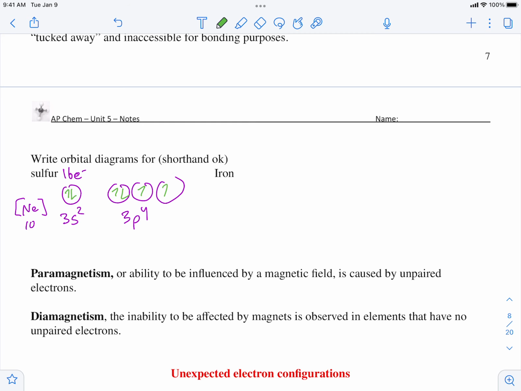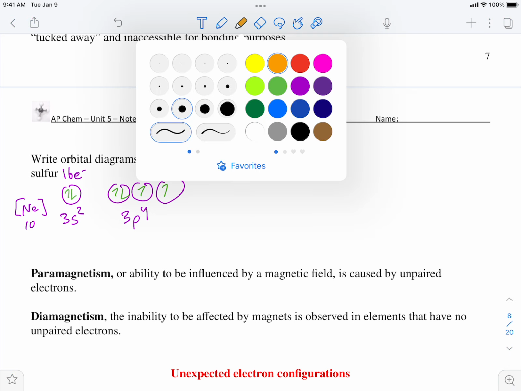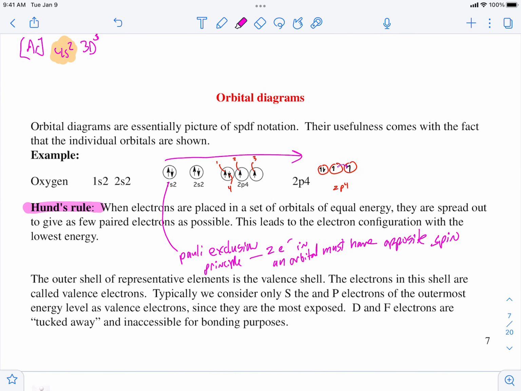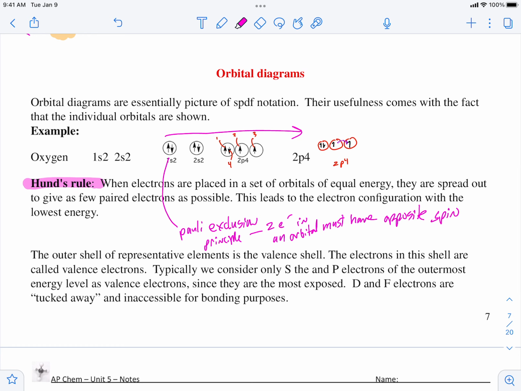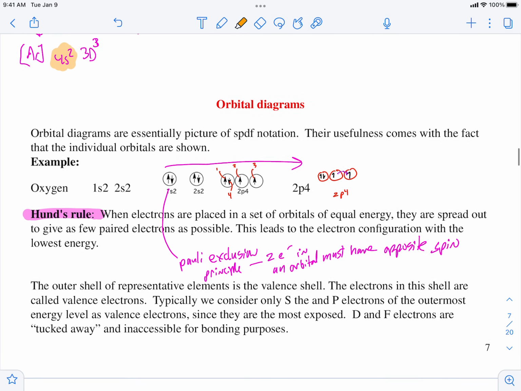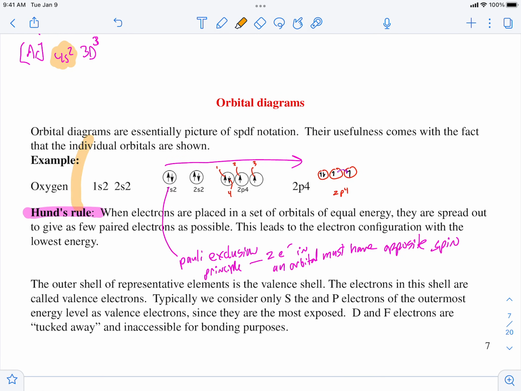Oh, I forgot to highlight this term. Hund's rule. That's what we just described, how electrons will pair. They will not stay paired, they will spread out. Now, a technical definition. I don't know if you'll ever have to answer a question about this, but you should know what it is. The technical definition of Hund's rule.